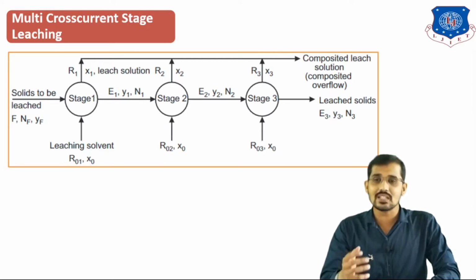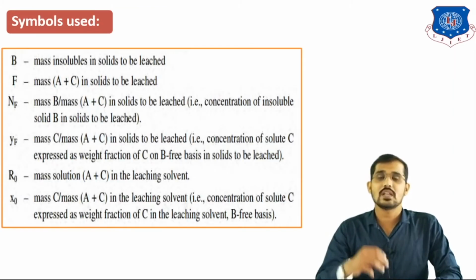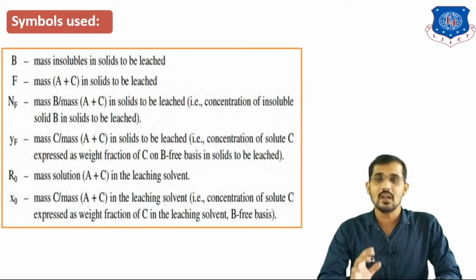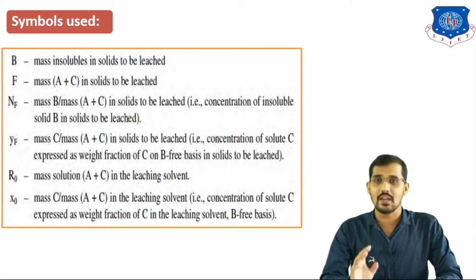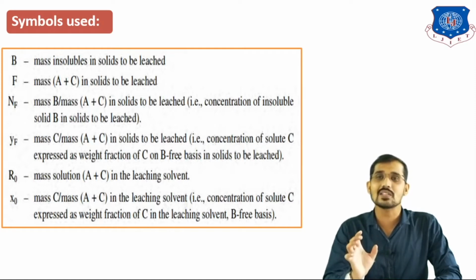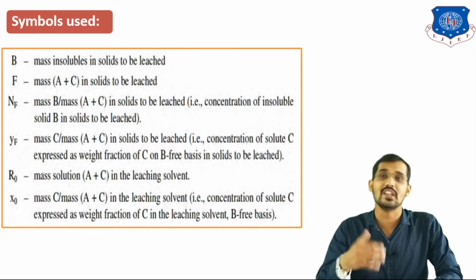Now we will discuss the symbols used in this multi-cross current stage leaching. These are the symbols we are going to use here. You can see here, capital B is the mass of the insoluble present in the solid to be leached. After that, capital F is the mass of the solid, that is the mass of A plus C. A is the leaching solvent and C is the solute to be leached.